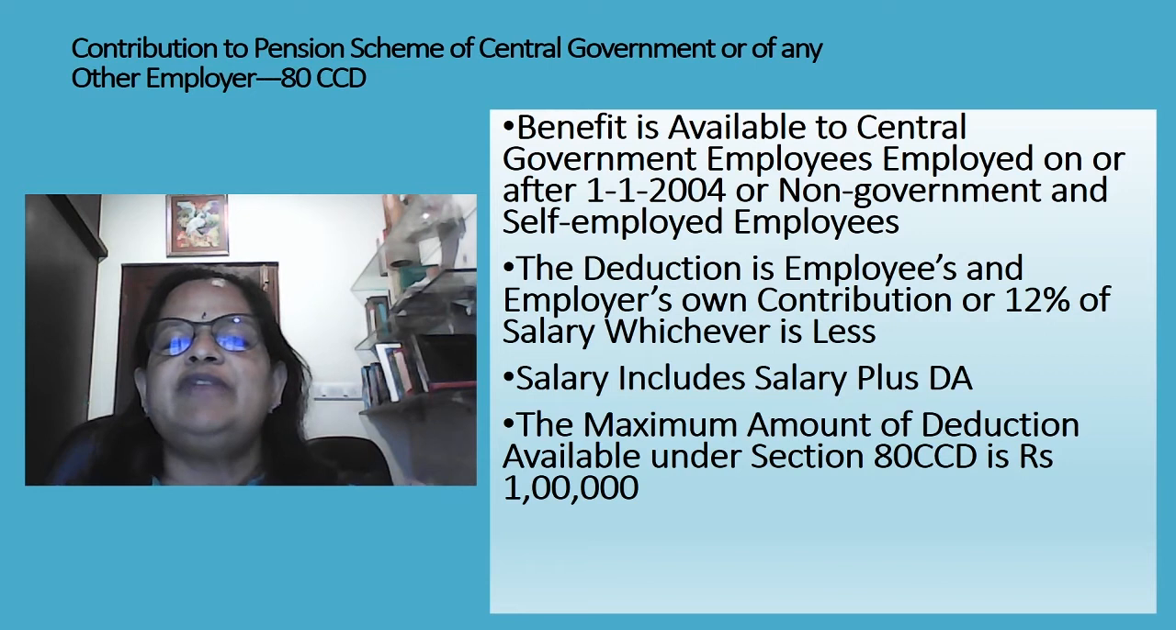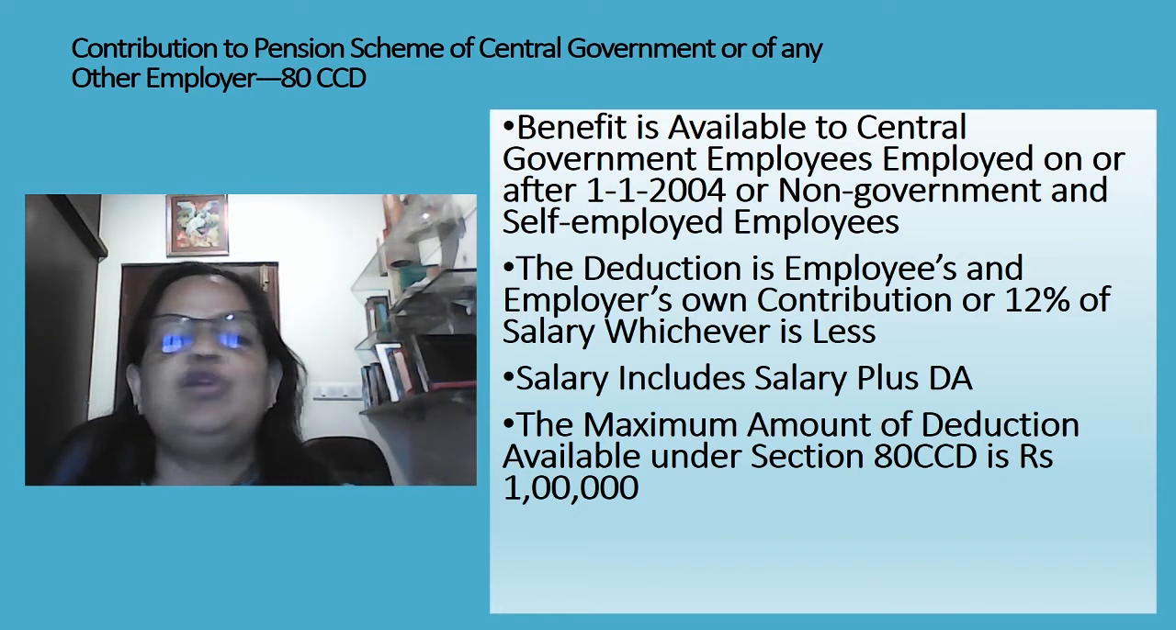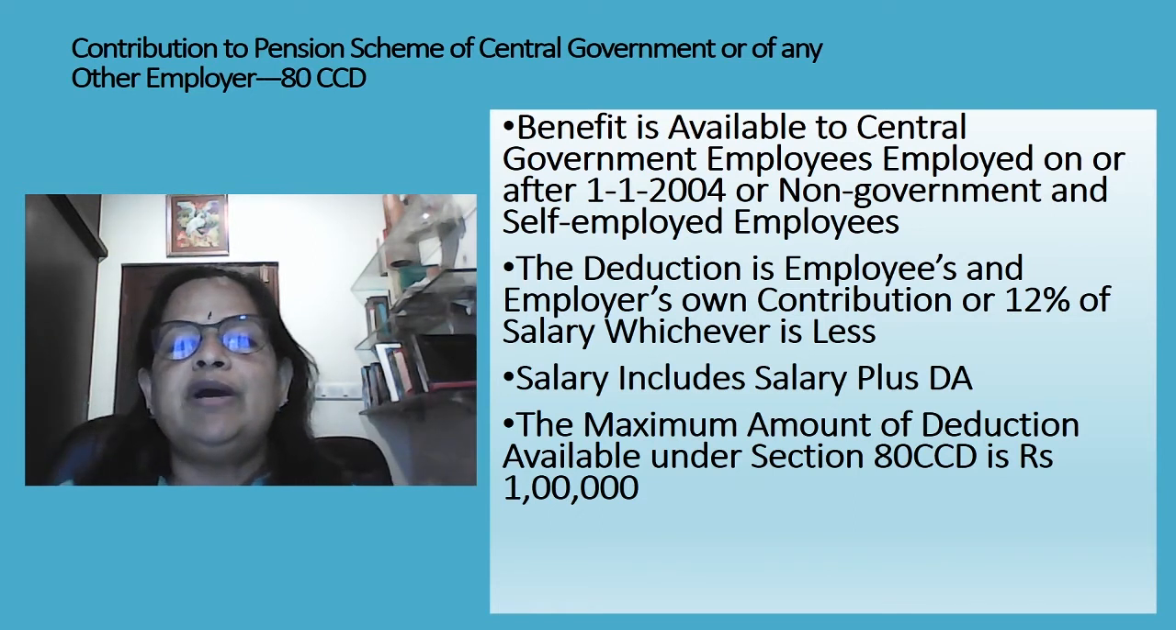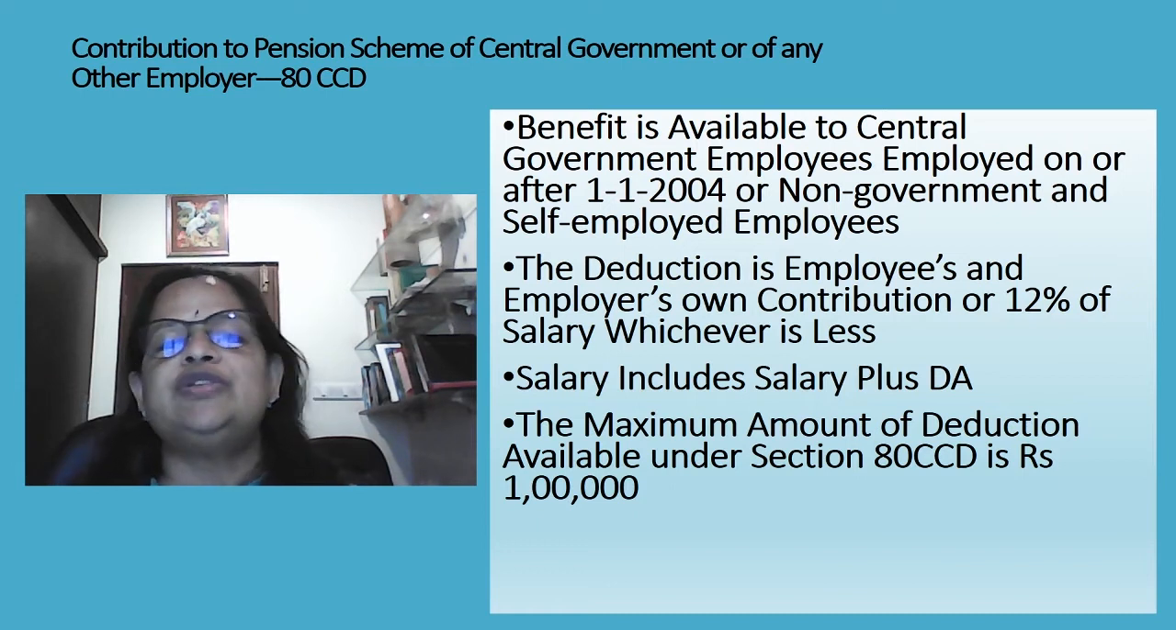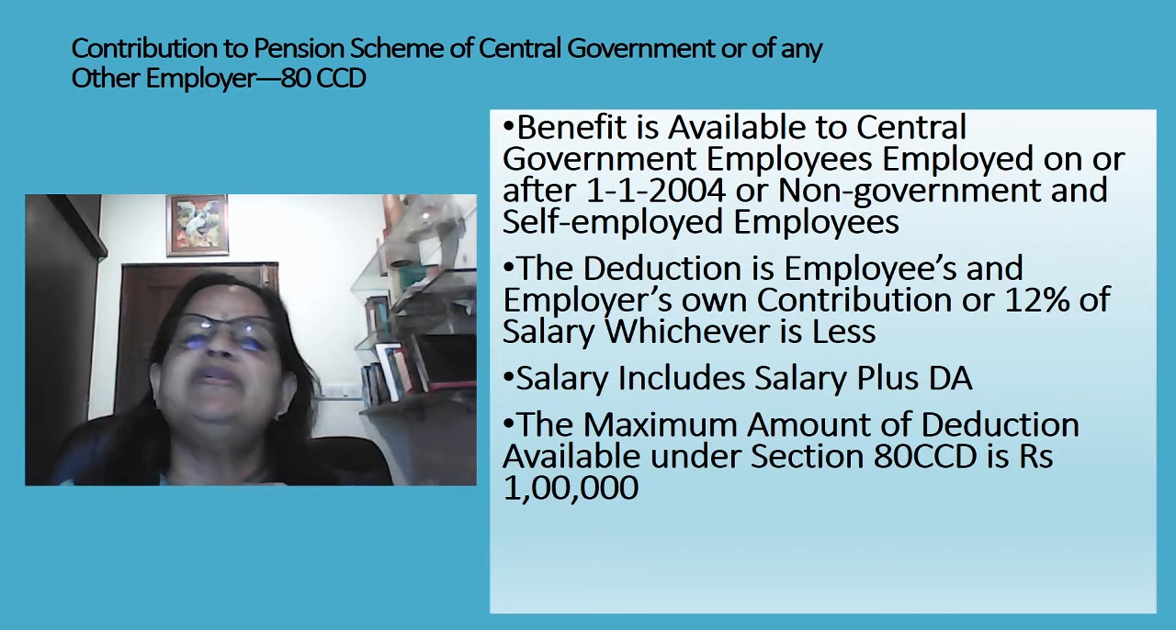So the benefit is available to central government employees employed on or after 1/1/2004, or non-government and self-employed employees. I told you, usually state government and central government employees get a pension. Those who joined before 2004 are eligible to get a full pension. But if you joined after 2004, it is a participatory pension, where the employee contributes a certain amount and the employer contributes a certain amount. So the central government is now giving schemes.